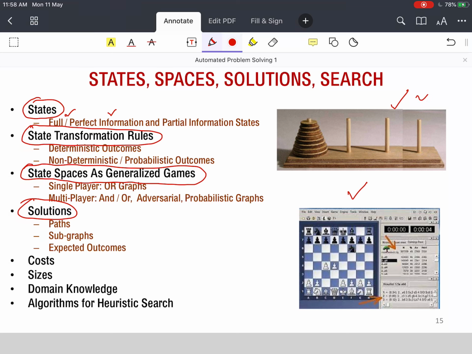But there is a difference between this state space and this state space. This state space is a single player state space. There is only one player who makes a sequence of moves, whereas this state space is a 2-player state space. So it could be single player or it could be multiplayer. There are other games where there are more than two players.